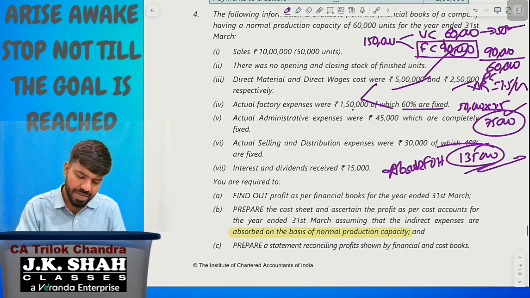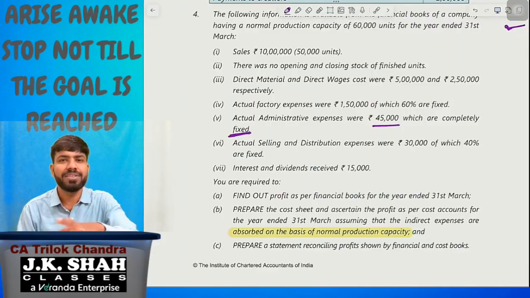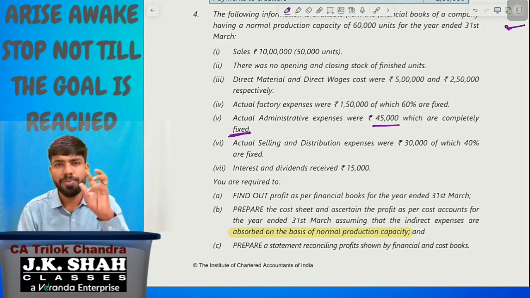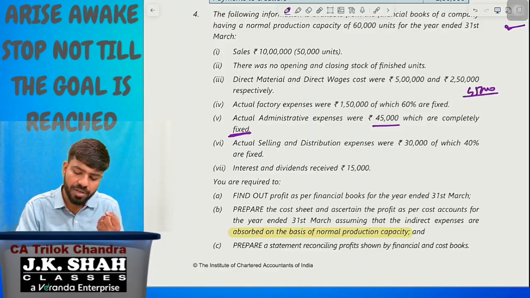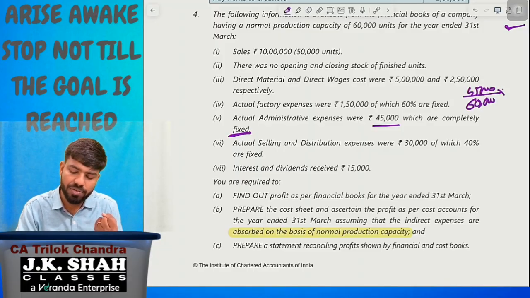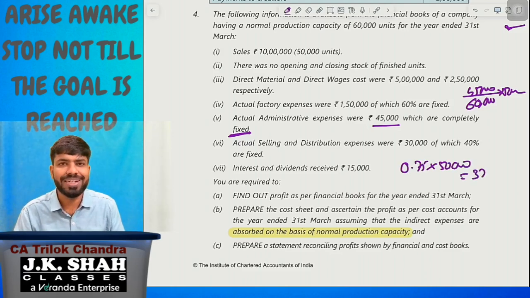45,000 given, which is fixed again. So fixed has to be absorbed. Variable overhead will be directly accounted based on production. But fixed has to be absorbed. So 45,000 divided by, again the same story, 60,000 into 50,000. 45,000 divided by 60,000 is 0.75 into 50,000, which equals 37,500. Administration overheads is 37,500. Clear?